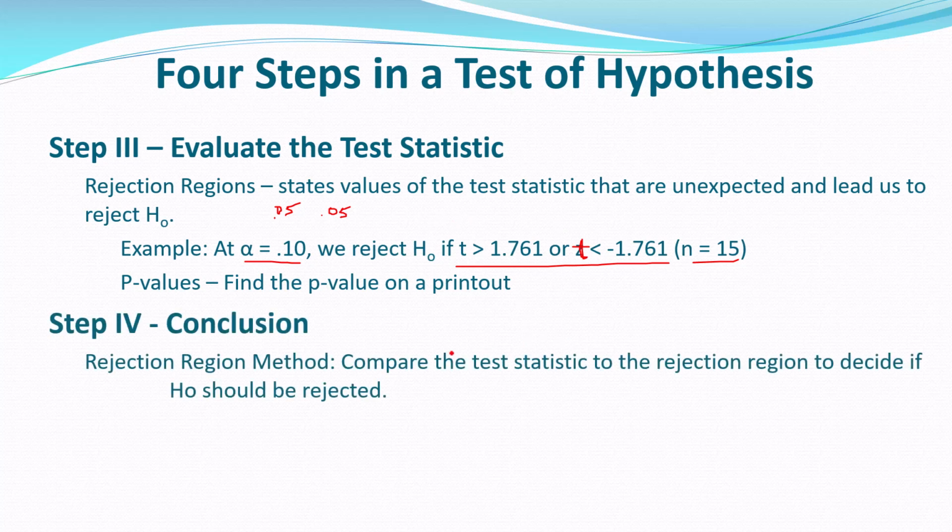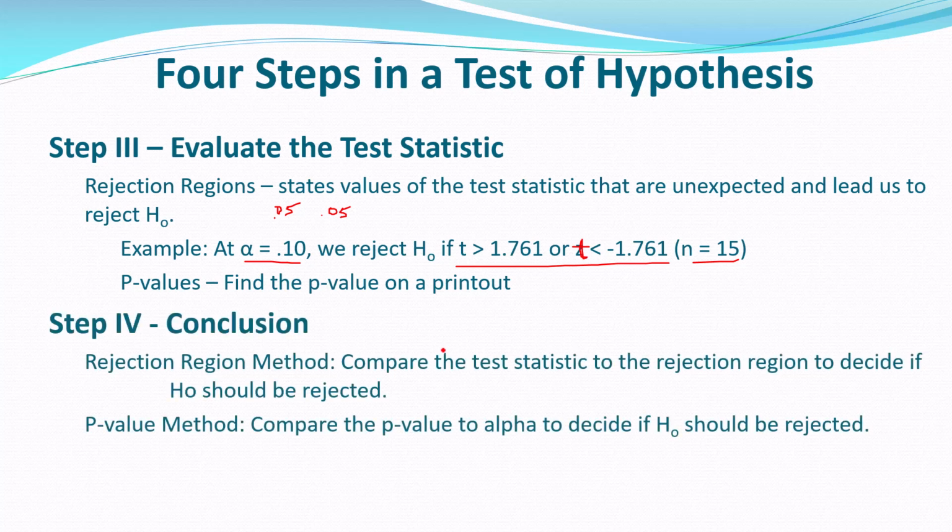And your conclusions, if you're using rejection regions, we've seen before, it's the same approach now. We compare test statistics to rejection regions to decide if H naught should be rejected. If you're working with p-values, we compare the p-value to alpha. We saw before, when p is low, we reject the null hypothesis. When p is high, we fail to reject.